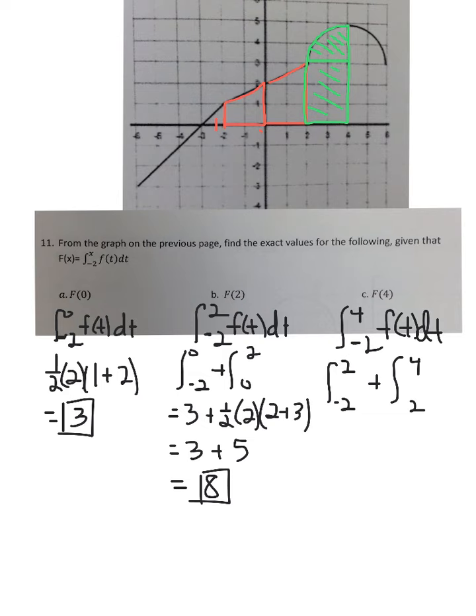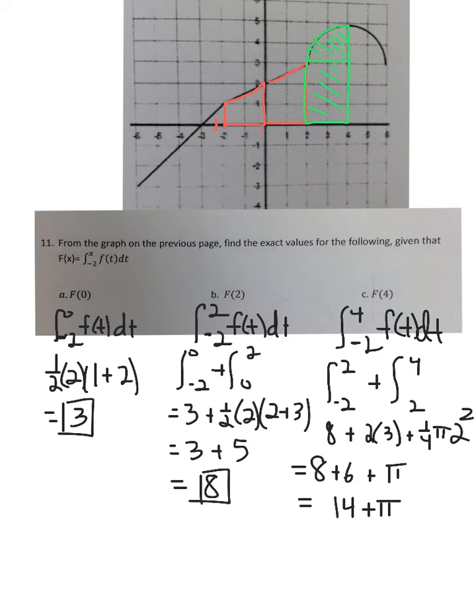All right, so the -2 to 2, again, we know that that's 8. And then we're going to add to it. Let's do the rectangle first, okay? So we know that the rectangle is 2 times 3, right? So 2 times 3 plus, and then a quarter circle, 1/4 pi, and then the radius is 2, and we're going to square that. All right, so that gives us 8 plus 6 plus pi. So our final answer should be 14 plus pi.